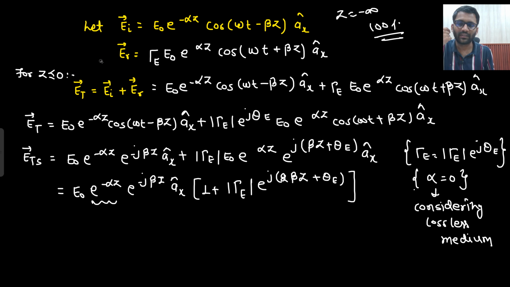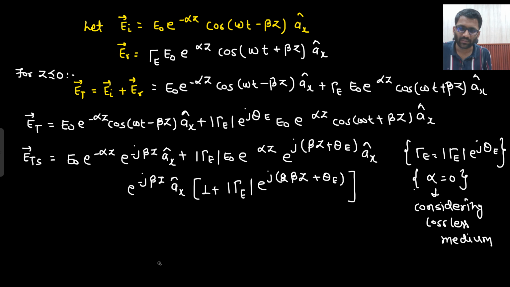I hope these things are clear to you. We are considering alpha equals to 0. If we are considering alpha equals to 0, that means alpha will not come into action now. So this factor will not come into action, so let's remove it.